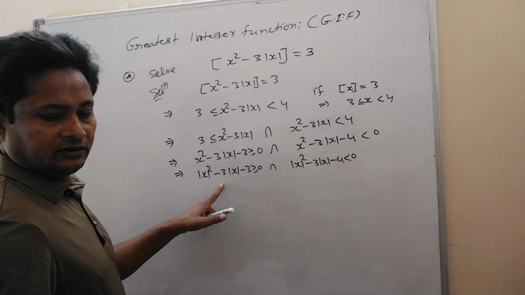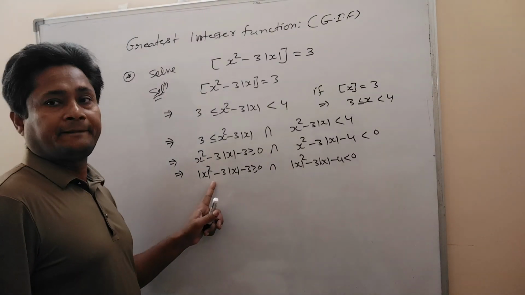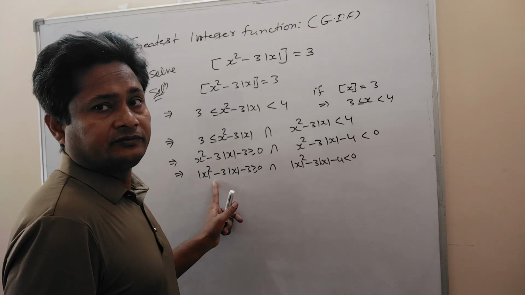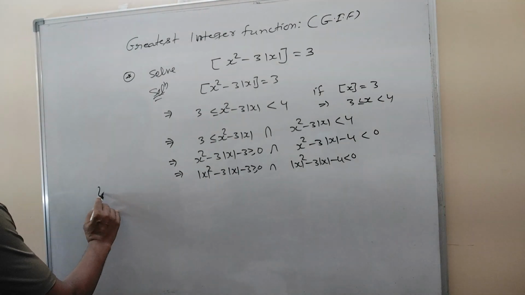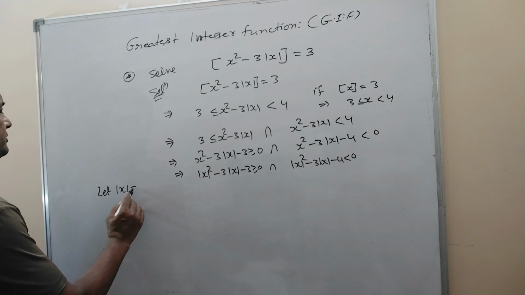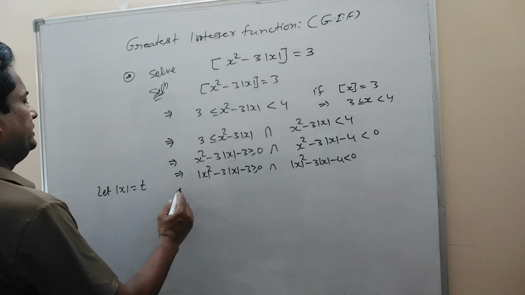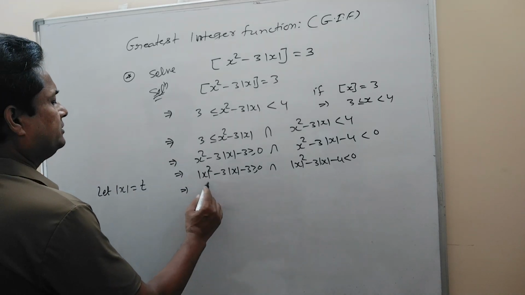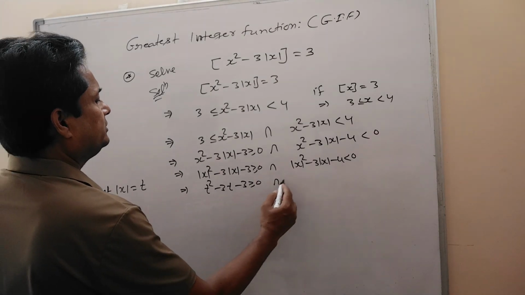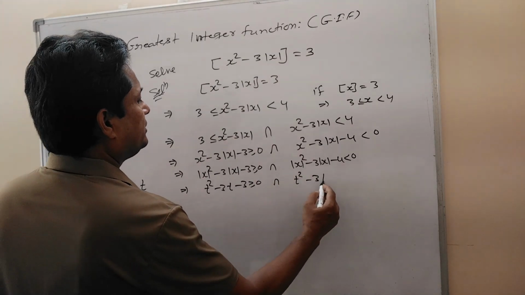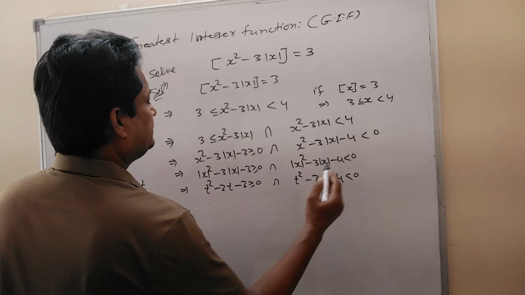Now how will you solve this one? Find out the roots. First, let mod x is equal to t. Then this can be written as: t square minus 3t minus 3 greater than or equal to 0, intersection t square minus 3t minus 4 less than 0.